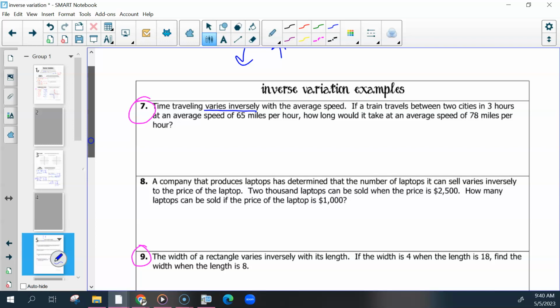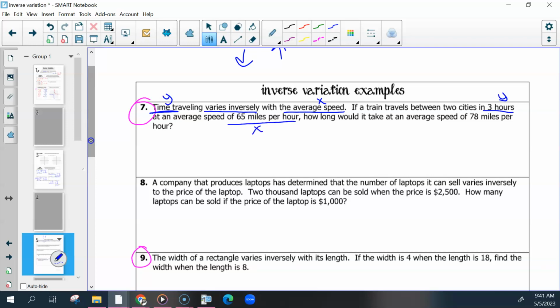Or it'll give you 4 numbers and you have to know whether they go up or down inversely together. Whatever comes first is still your y. So that part's nice. Second part's still your x. So if a train travels between 2 cities in 3 hours, 3 hours is x or y? Y. At an average speed of 65 miles per hour, that would be your x. How long, so what are we looking for? Y. And we're given the average speed.